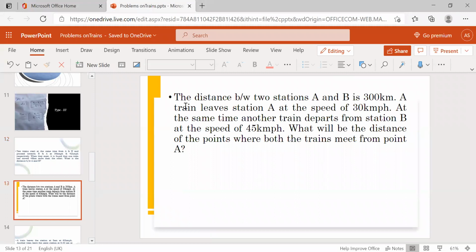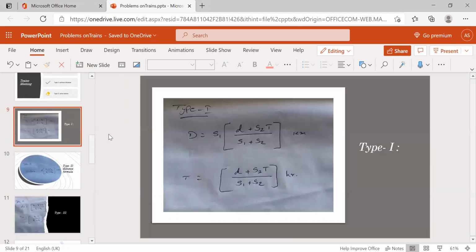Another one. The distance between two stations A and B is 300 kilometers. A train leaves station A at the speed of 30 kilometers per hour. At the same time, another train departs from station B at the speed of 45 kilometers per hour. What will be the distance of the point where both the trains meet from A? They're asking the distance from point A. Which type of question is it? They have given the distance here, 300, so it is nothing but the first type.